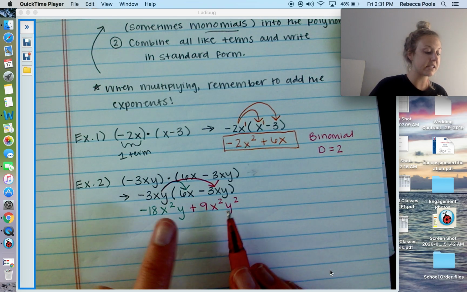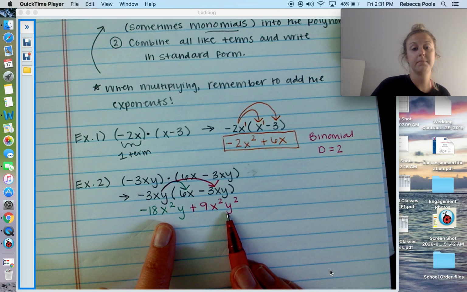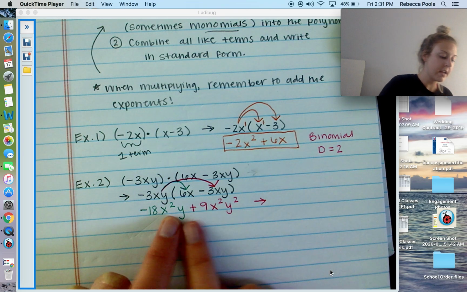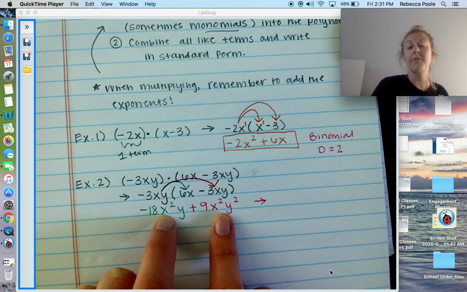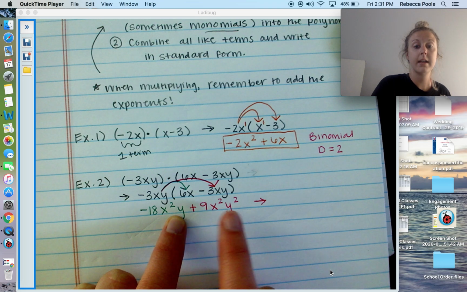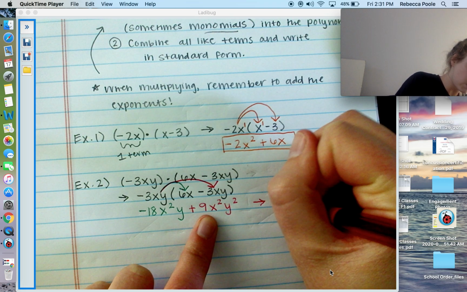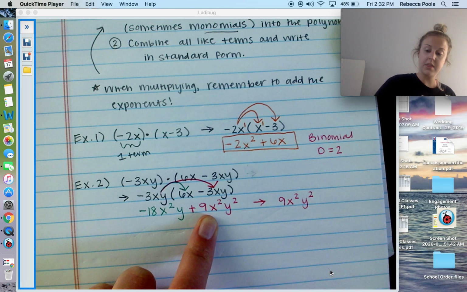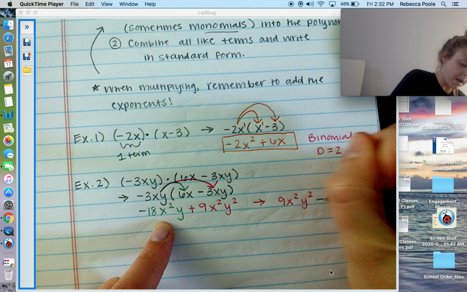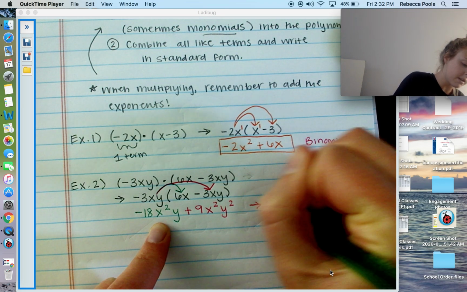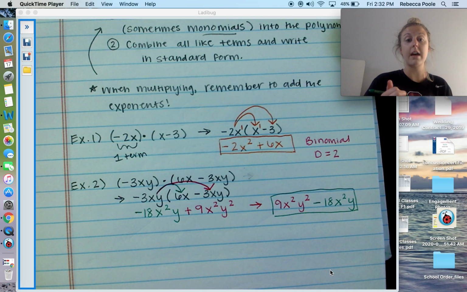Are my biggest exponents in the front? So hopefully you notice they're not. X squareds are the same, so for those, it doesn't matter which one's in the front. But look at your y's. Which one has the bigger y? This one, so this should go in the front, 9x squared y squared, and then we can bring over the minus 18x squared y. So do you see how for this one, I just had to switch the order so that they would be in standard form, okay?